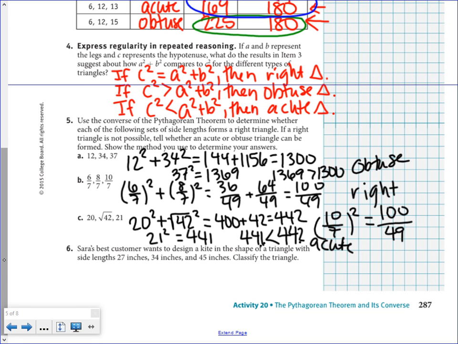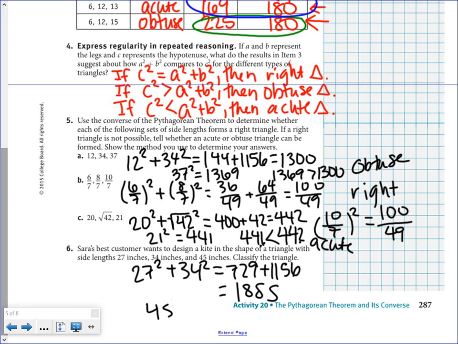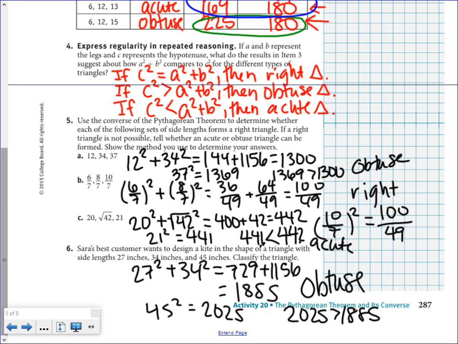So now looking at number 6, we want to classify this triangle. So 27 squared, 34 squared are our A and our B. And I get 729 plus 1156, which if you add those is 1885. Then I'm looking at 45. 45 squared is 2025. And so C squared is greater than my A squared plus B squared. So that means since C squared is bigger, I have an obtuse triangle.